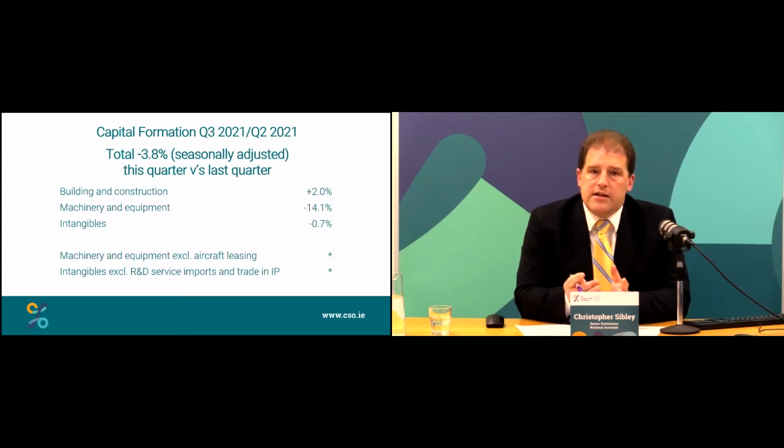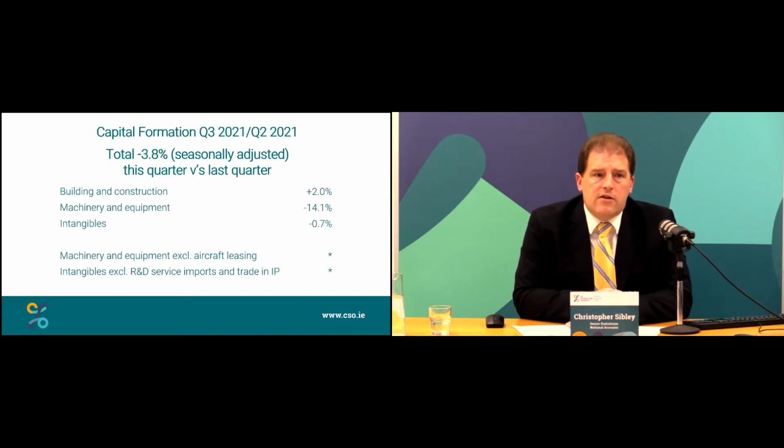The current price data, and many people look at this, I guess, more frequently than the volumes, and the pricing effects, I guess, are quite strong in the quarter. So when we strip out the prices and come up with this volume number for building and construction, again, seasonally adjusted, it's up 2%. So that explains why that number isn't bigger than people may have expected.